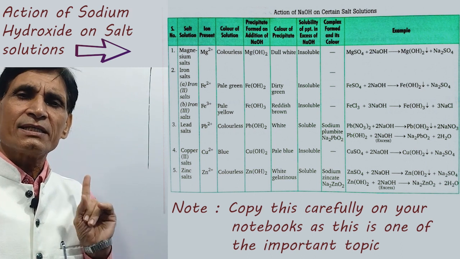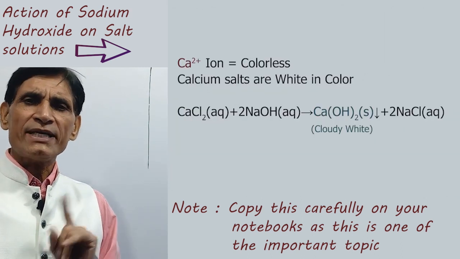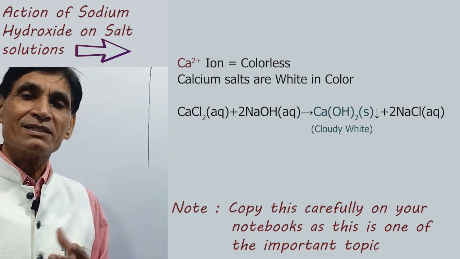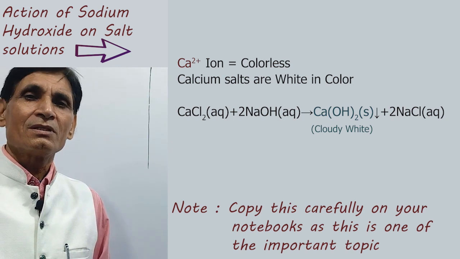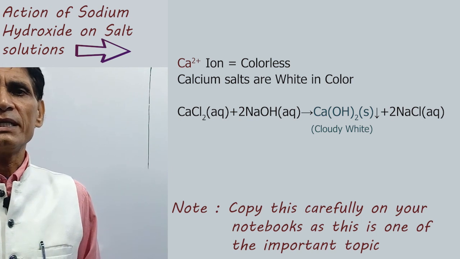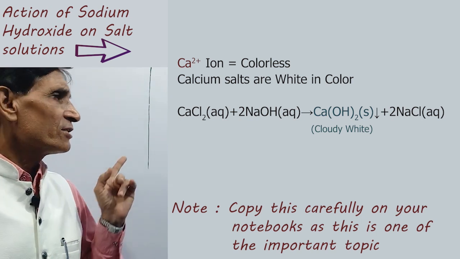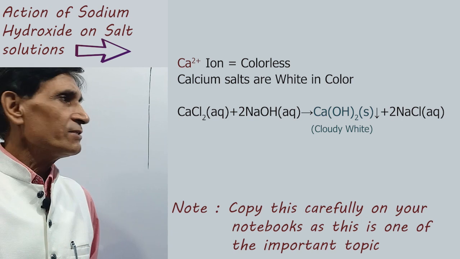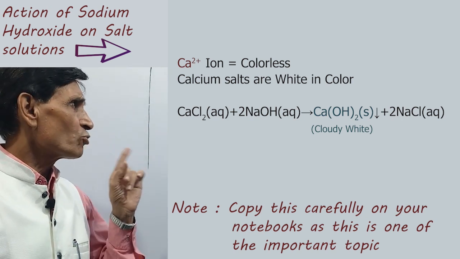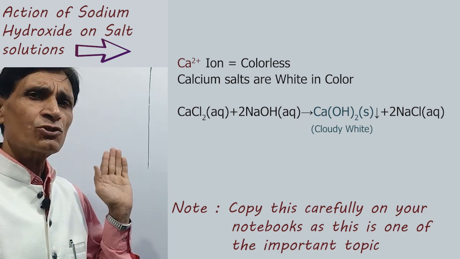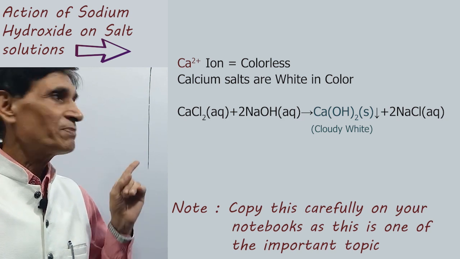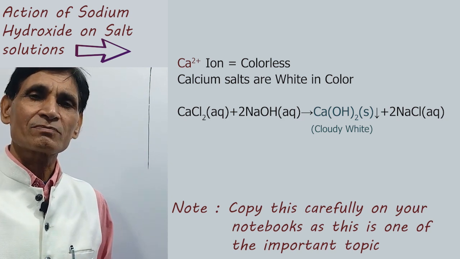Now the next point is calcium salt. It is white in color, and the ion present is the calcium ion. The calcium ion is colorless, and its solution is colorless. If sodium hydroxide solution is added drop by drop, there is formation of a cloudy white precipitate. On adding excess sodium hydroxide solution, the precipitate slowly, sparingly dissolves. Name of the precipitate, calcium hydroxide, remember.